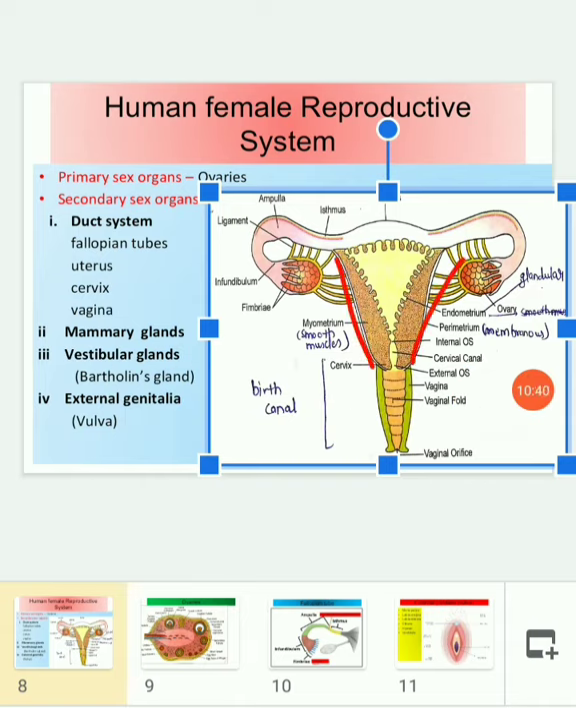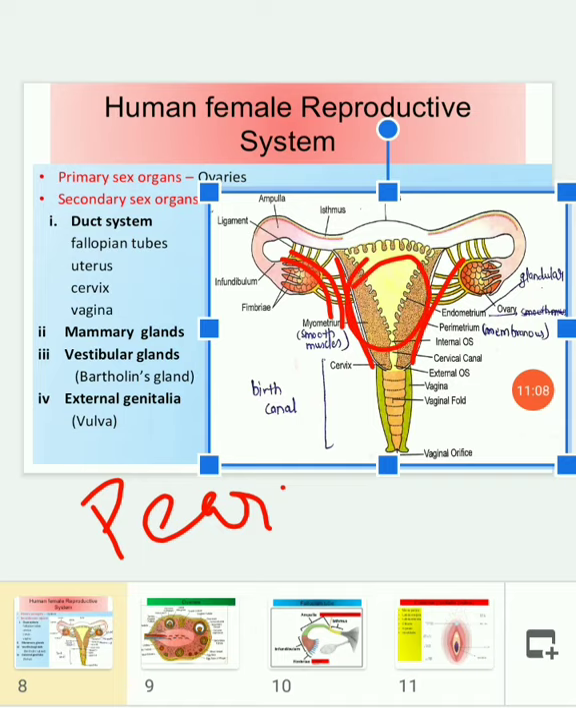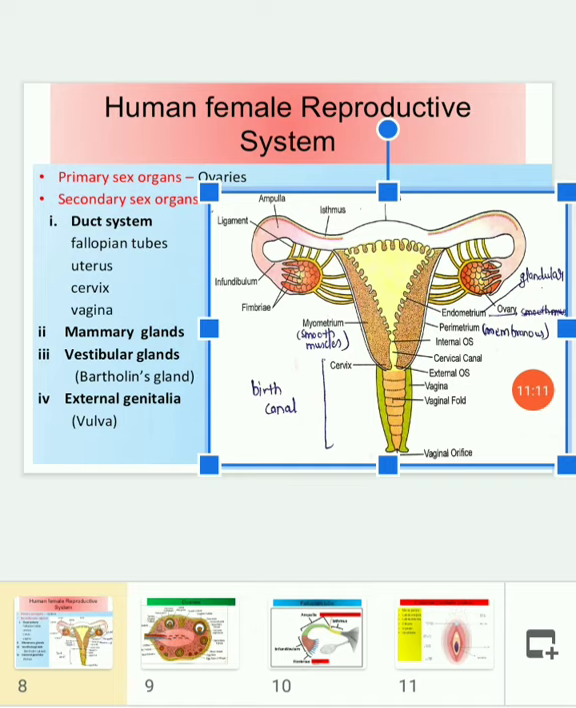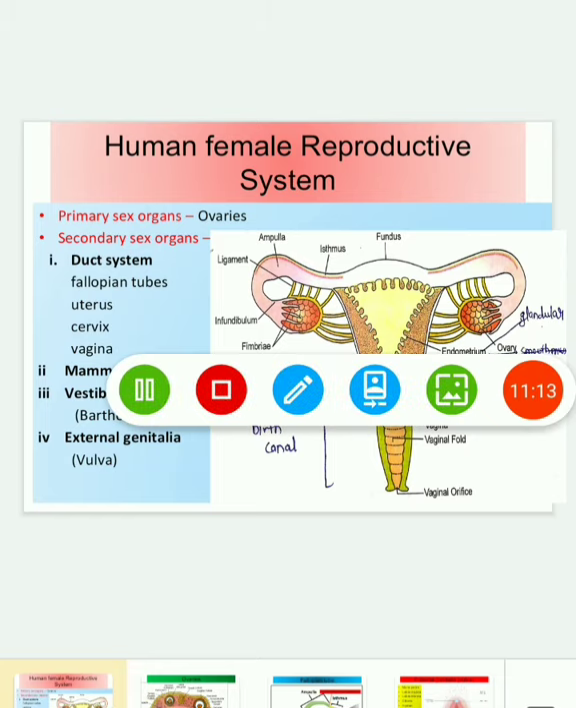The uterus is pear-shaped and it is a muscular structure. It is also hung in the pelvic wall with the help of ligaments. You can see these yellow ones, these are ligaments. The uterus is a place specialized for anchoring and nourishing the developing fetus. The fetus actually develops in this portion of the uterus. This uterus has three coverings.